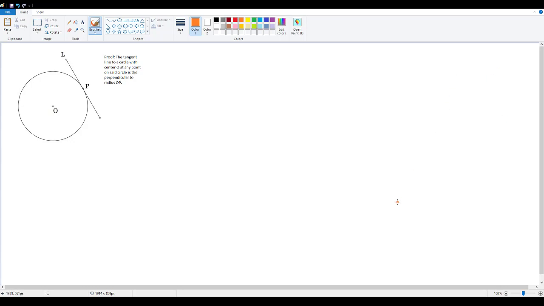Hey guys, it's Axiomatic Uncertainty here, and today I'm going to be doing a simple proof. This is essentially a proof based upon circles, and this is just a proof of a theorem.